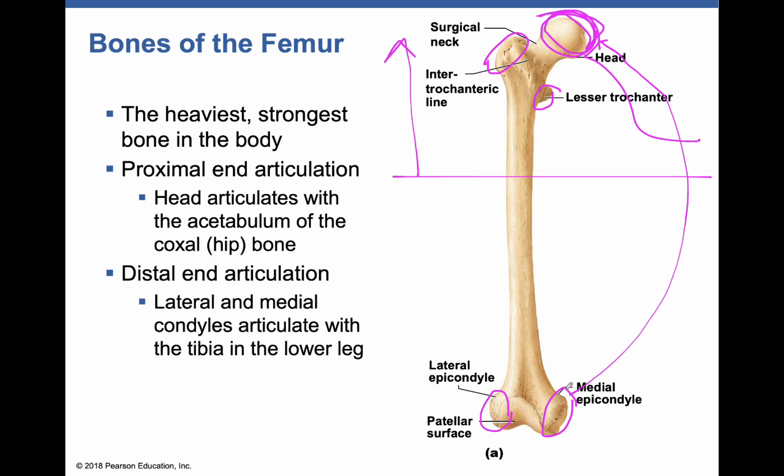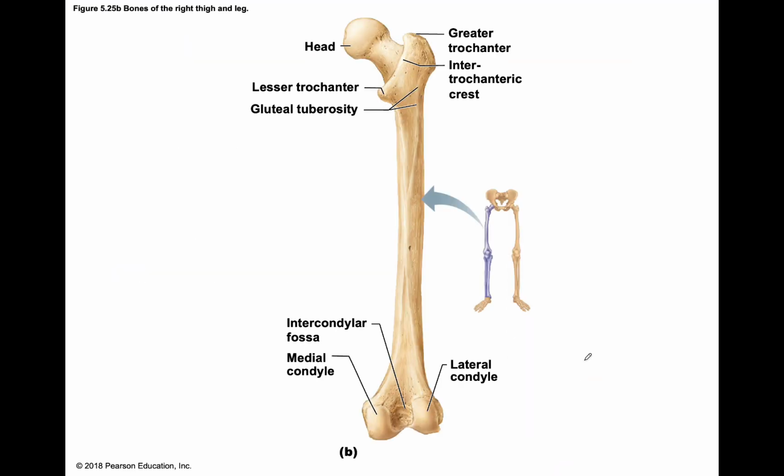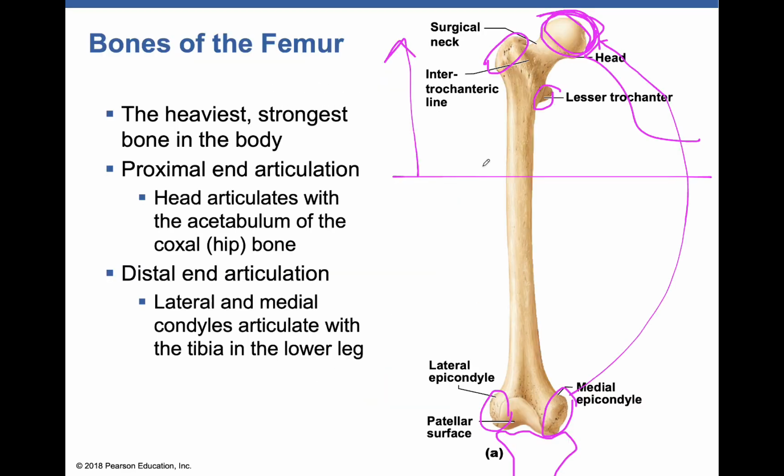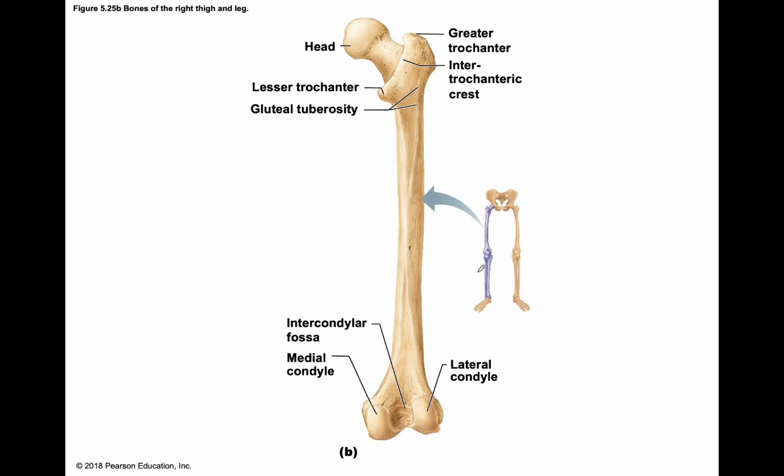The distal end articulates with the tibia. So the tibia kind of looks like that. But we'll see this articulation in a slide or two. So let me just go back. This is an anterior view of the bone. This is a posterior view of the bone. Again, here we have the head, lesser trochanter, greater trochanter, and then we have the medial condyle and lateral condyle.